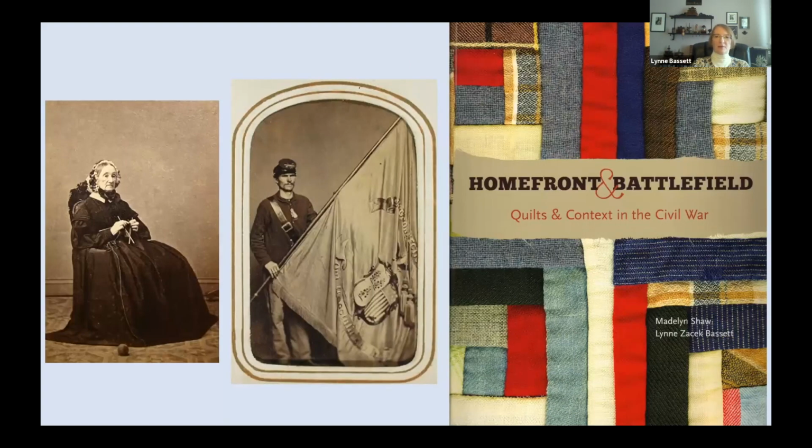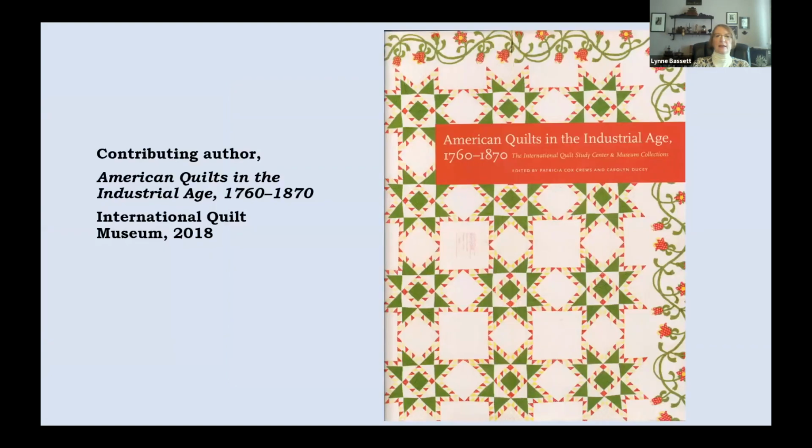Then I became involved in a traveling exhibition and book called Homefront and Battlefield, which was a project with Madeline Shaw, where we looked at the history of the Civil War through quilts and other textiles, instead of just the usual generals and battle strategy and that sort of thing.